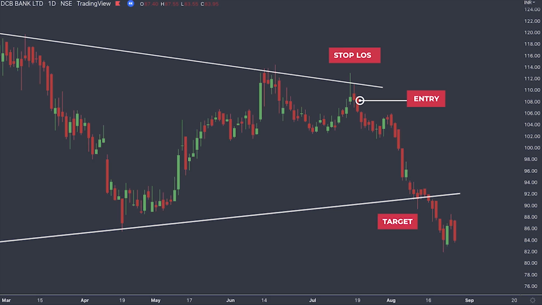And your target for this trade would be the previous swing low, and this is where you will book your profit. Like I said, you can keep 2 targets, target 1 and target 2, or you can even trail your stop loss when you feel the price has the strength to break that area.